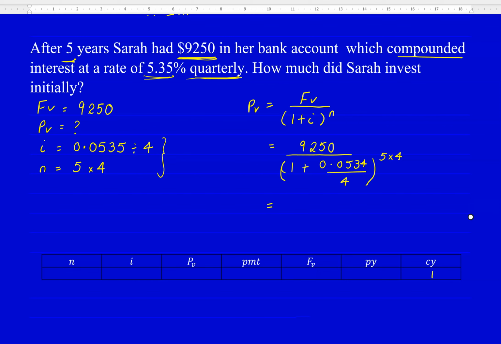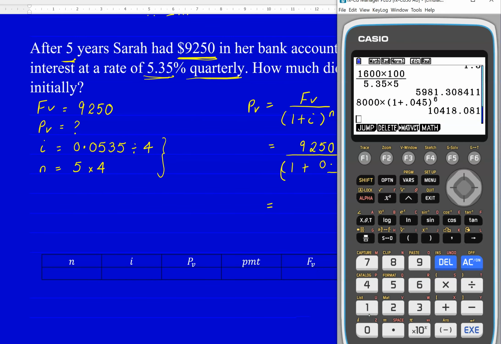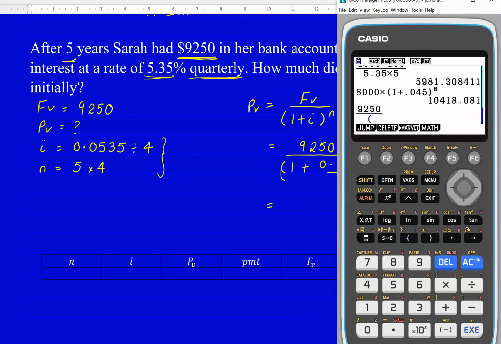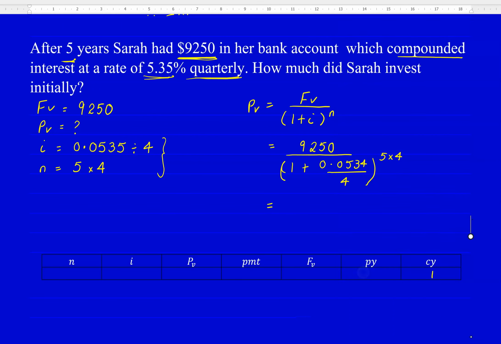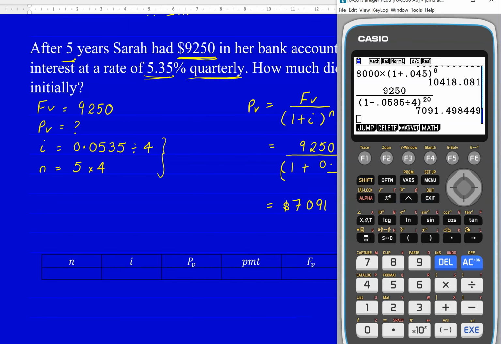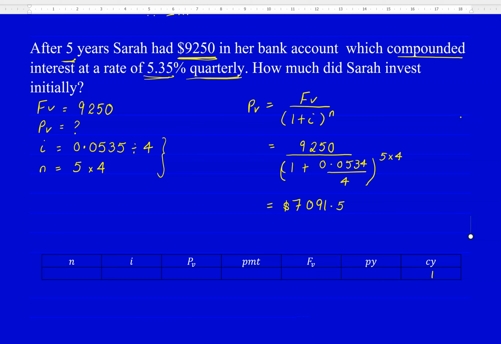Let's pop that in our calculator. Menu 1. Okay, we're going to go 9250 over 1 plus. You can use your fraction button again, or you can just do what I'm doing, 5.35 divided by 4. Okay, to the 5 times 4, or 20. So $7,091 you would have to invest, 7,091. Does it make sense? Yes, it's less than what we ended up with in the future because that's got our interest added on. So 49 rounds up, so 50 cents.